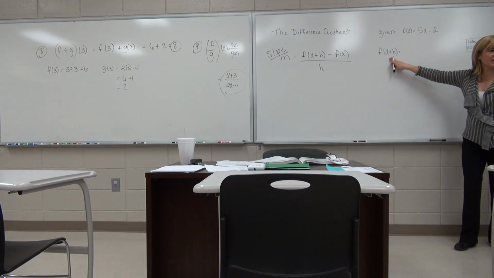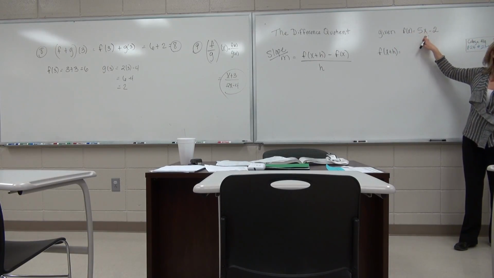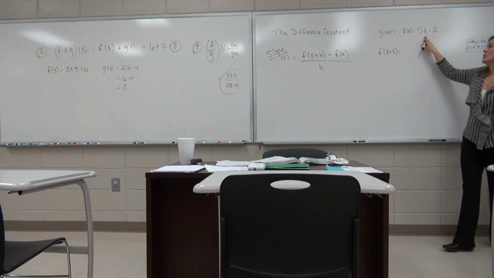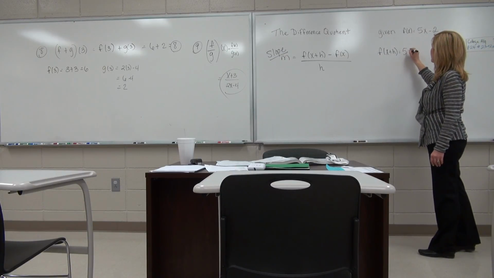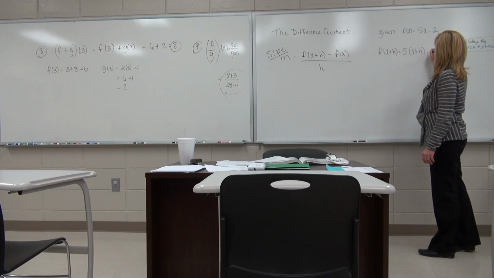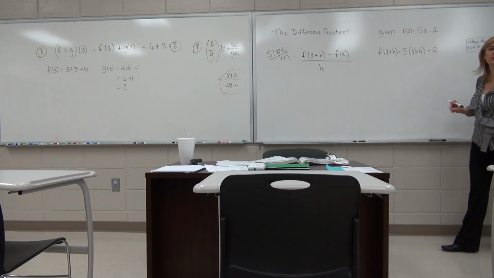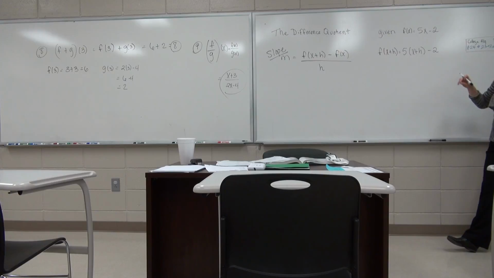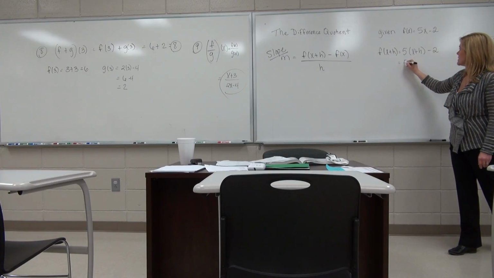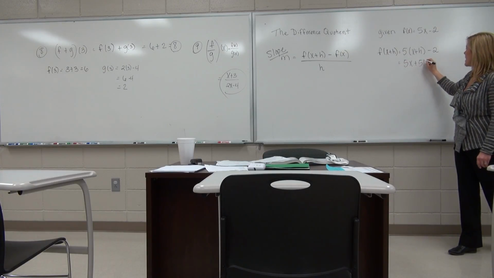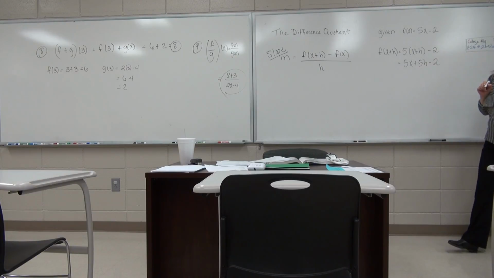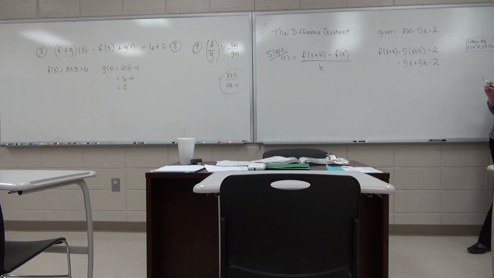Well, whatever's in this parentheses means I put that in place of the x in my problem, right? So to find f of x plus h, that'll be 5 times x plus h minus 2. Do a distributive property, that means this is 5x plus 5h minus 2. Now out of this whole formula, that's the only thing I don't know. Everybody okay here? Finding f of x plus h.